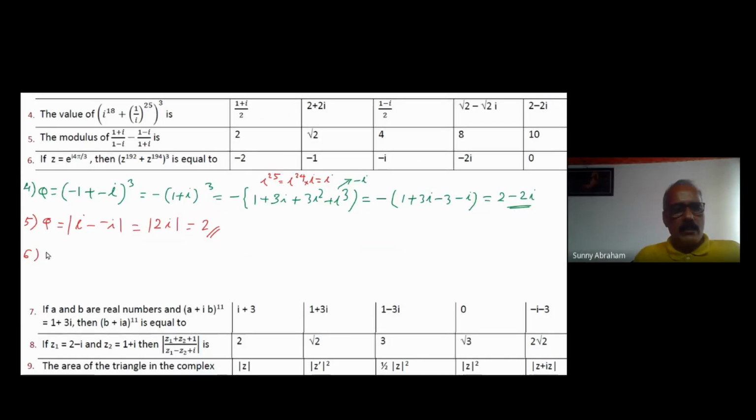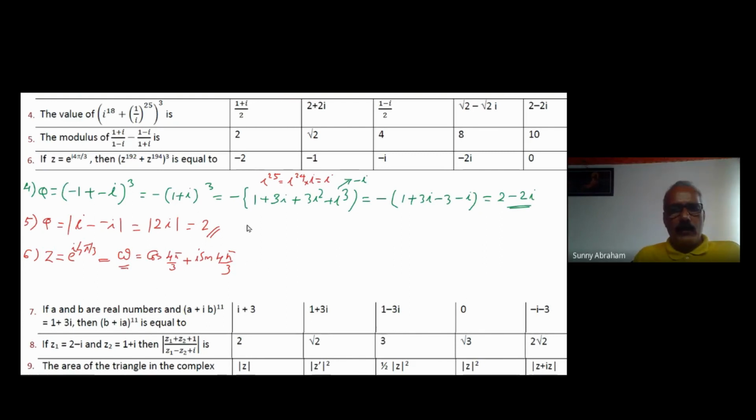Question 6, Z is equal to e raised to iota into 4 pi by 3. You know what this is? This is called omega or omega square. You have cos 2 pi by 3 plus iota sine 2 pi by 3. So this can be cos of 4 pi by 3 plus iota sine 4 pi by 3. That's the meaning. And you know, this is the non-real cube root of unity. You can call it omega or omega square. So your Z is equal to omega.